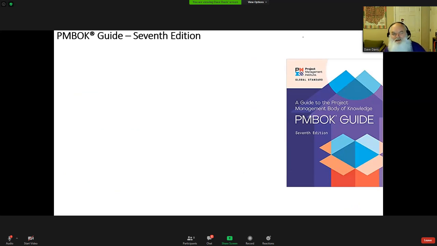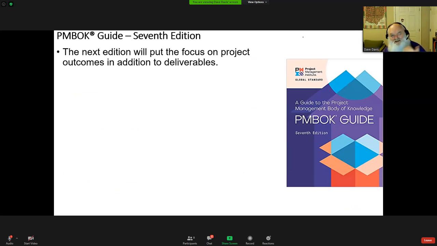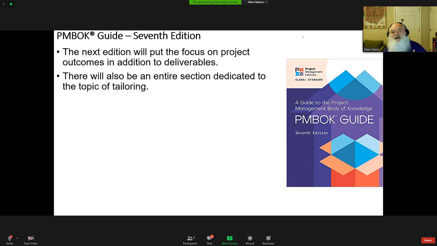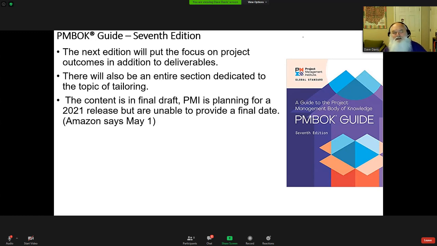And then, to summarize, the PMBOK Guide 7th edition is the next edition, with outcomes in addition to deliverables, and a lot of work on tailoring. We're currently in final draft.